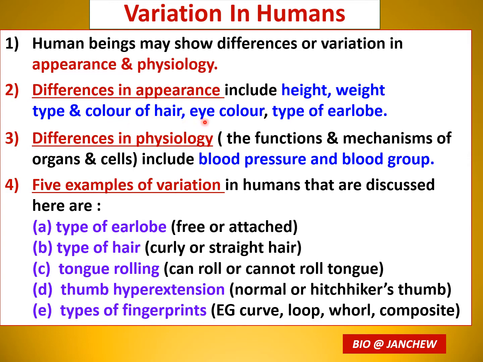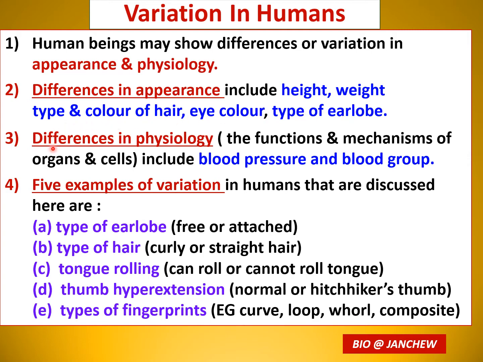Type and color of hair, like black hair, brown hair, yellow hair, red hair. Then eye color, for example, blue eyes, black eyes, brown eyes, green eyes, and so forth. Type of earlobe, whether free or attached earlobe. These are all involving appearance. Another one may be the absence or presence of dimples on the cheek, those small little depressions on the cheek.